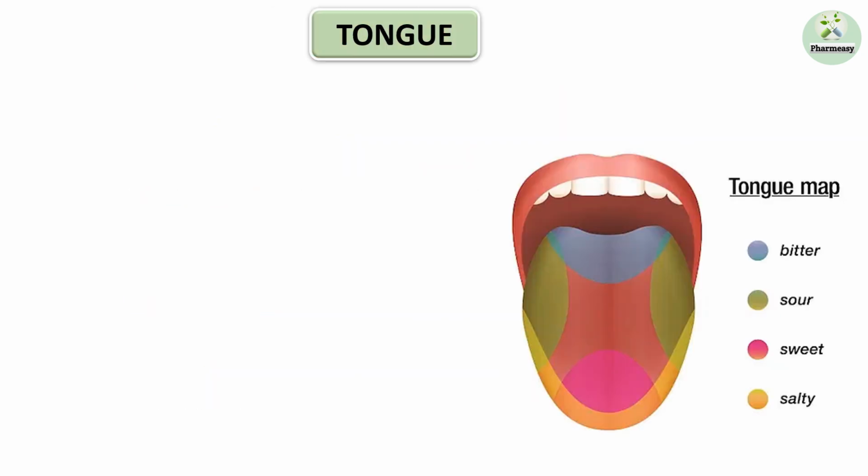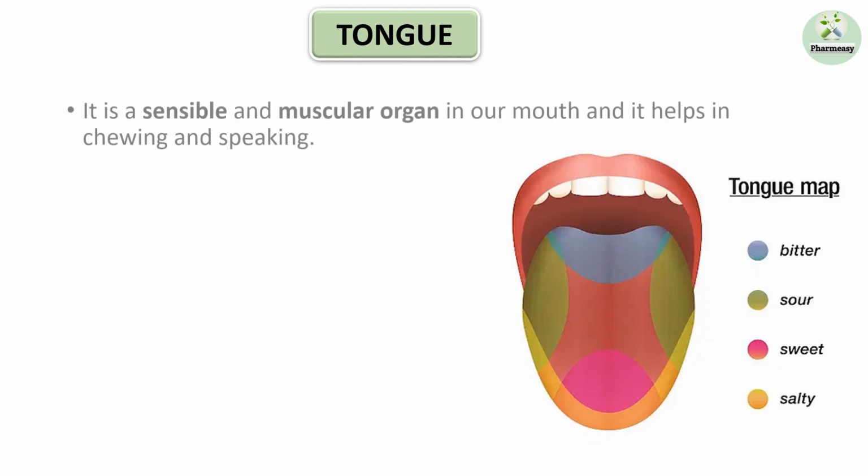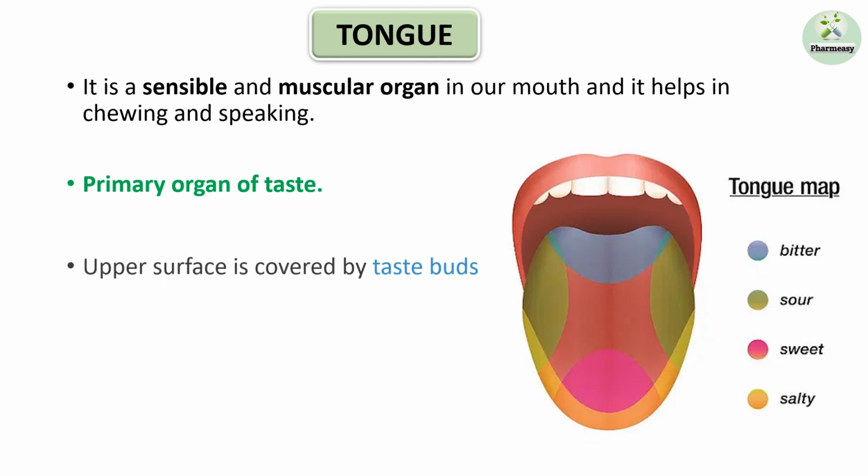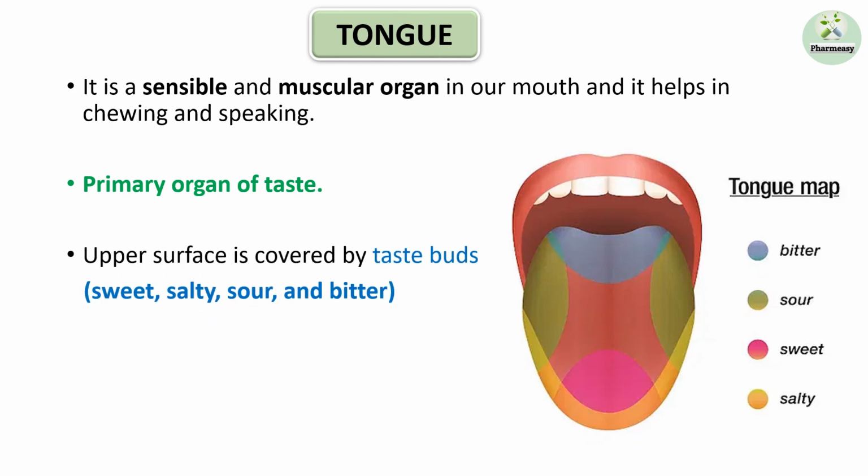Next topic is the tongue. As you know, it is a sensible and muscular organ in our mouth, and it helps in chewing and speaking. It is a primary organ of taste. The upper surface of the tongue is covered by taste buds. Mainly there are 4 types of taste buds: sweet, salty, sour, and bitter.